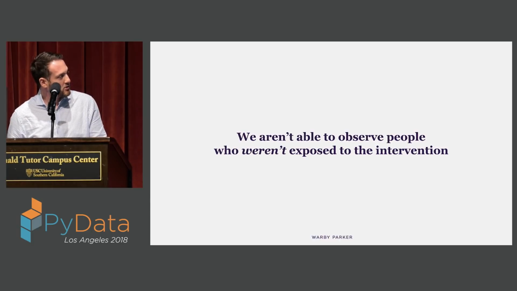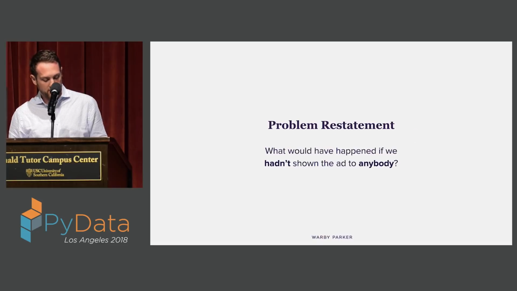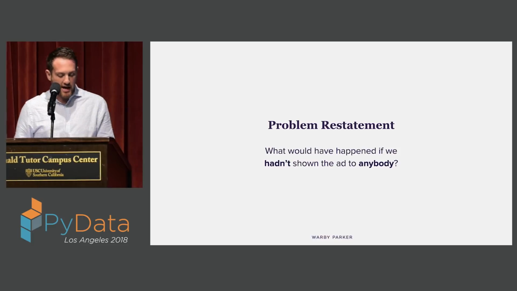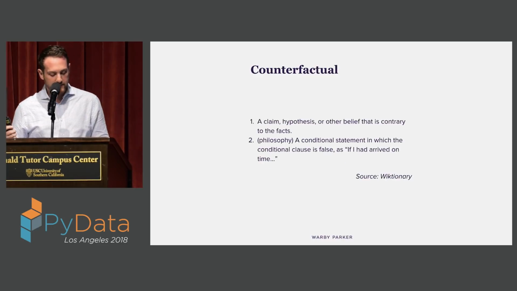We aren't able to observe people who weren't exposed to the intervention, right? We know that some people saw the ad, and some people didn't, but we don't know which ones are which. Stating the problem this way can lead to a useful reformulation, a restatement of the problem, which is: what would have happened if we hadn't shown the ad to anybody? Again, we know that out of the population, some fraction of people saw the ad, but we don't know who that is. But we can ask the question, what if we just hadn't done this at all and hadn't shown the ad to anybody?